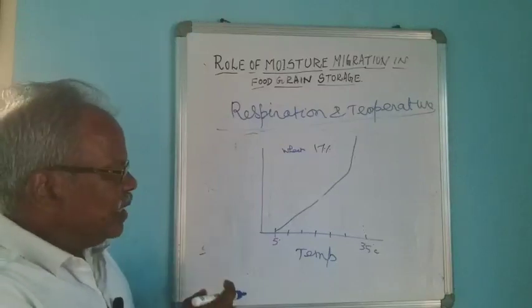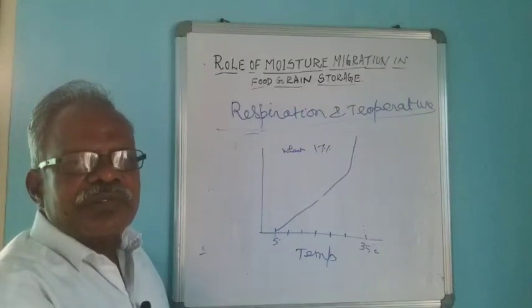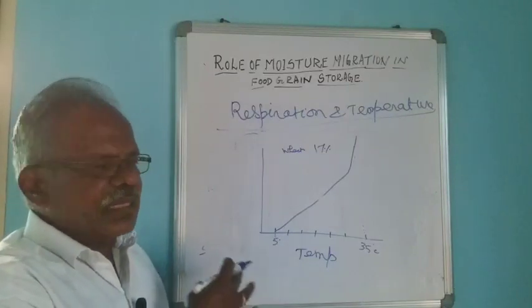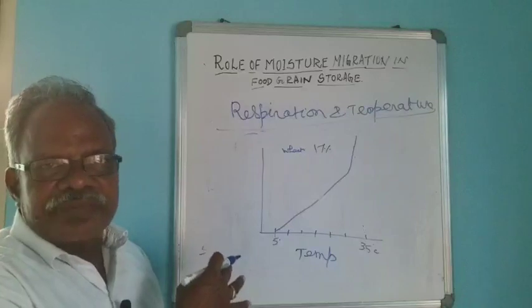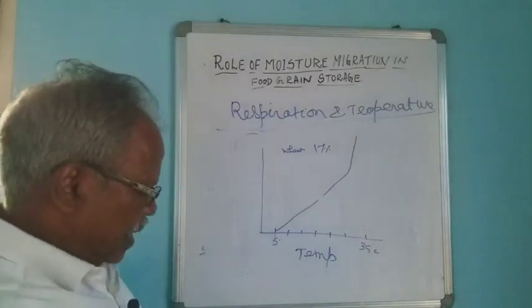So this has to be. So what is the inference from this? We have to preserve the food grain in safe storage. That is what we are obtaining from this, with regard to the respiration and temperature.